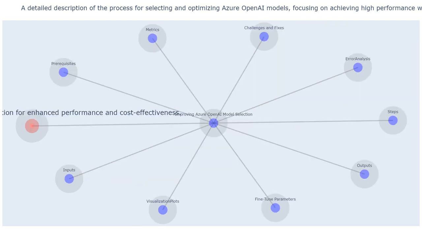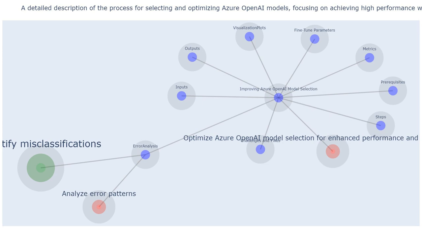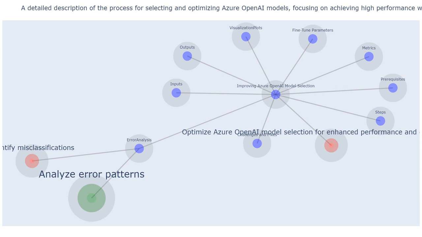Error analysis. Identifying misclassifications involves examining the model's incorrect predictions and understanding why the model made those errors. This analysis helps identify potential biases, data quality issues, or limitations in the model's capabilities. Analyzing error patterns aims to identify recurring mistakes made by the model, revealing patterns of misclassifications that can be addressed through model improvements or data augmentation.